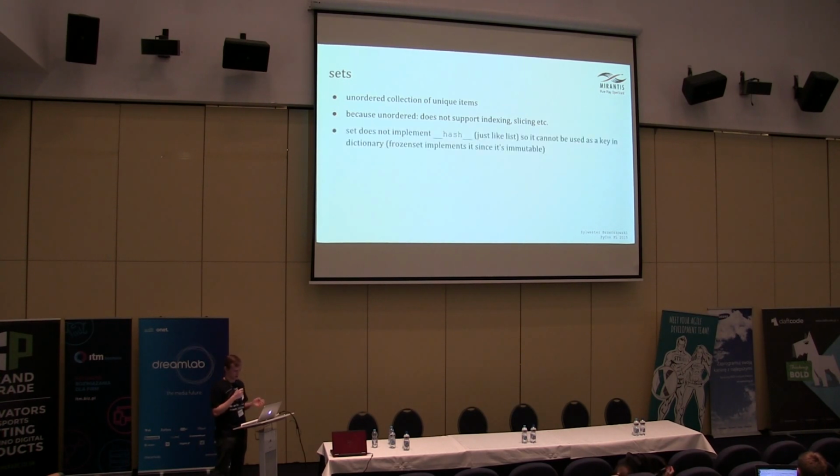Set does not implement hash, just like list, so it cannot be used as a key in a dictionary. Frozen sets implement it, since they are immutable. Sets are implemented like dictionaries. They use hash tables, so they cannot contain mutable objects, just like dict keys.